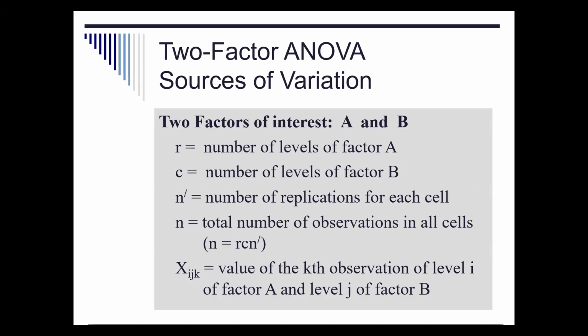And here it's a little bit more complicated: 2-factor ANOVA. So I is the number of levels of factor A, and C is the number of levels for factor B, right? And then n prime is the number of replications for each cell.